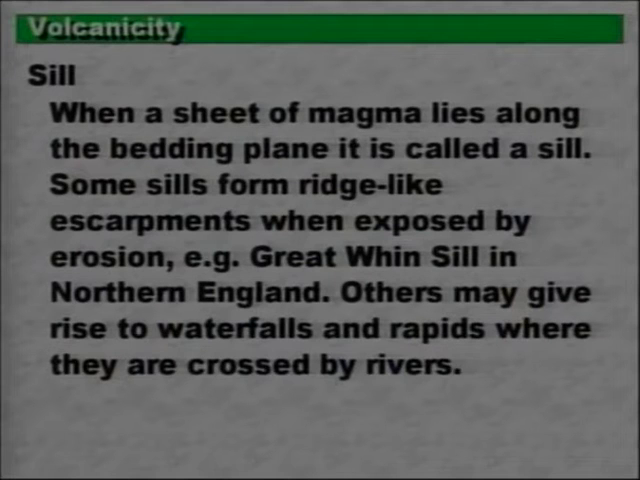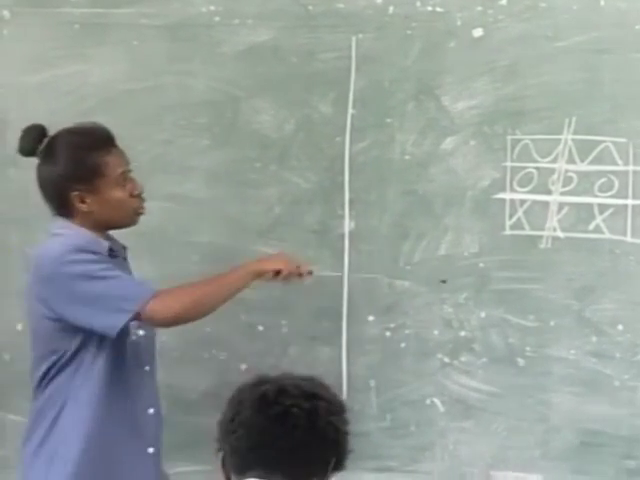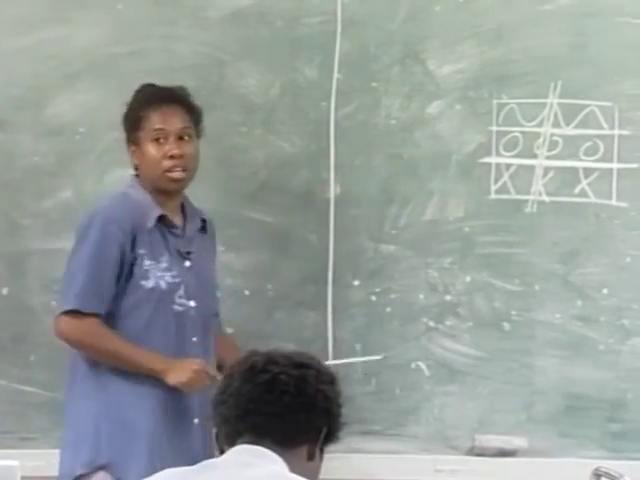The next feature is that of a sill. We'll check the definition. As explained by the student who gave the definition, when a sheet of magma lies along the bedding plane, it is called a sill. I've already explained to you what a bedding plane is. A bedding plane is simply the boundary that separates one stratum of rock from the next. This is usually associated with sedimentary rocks.